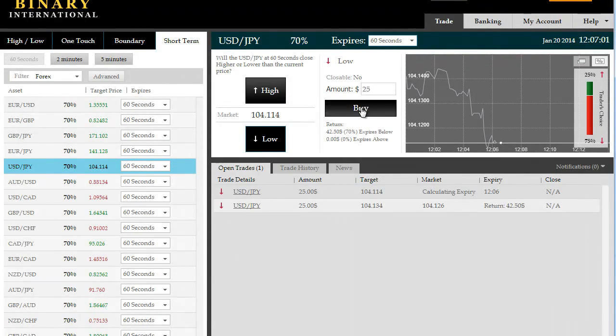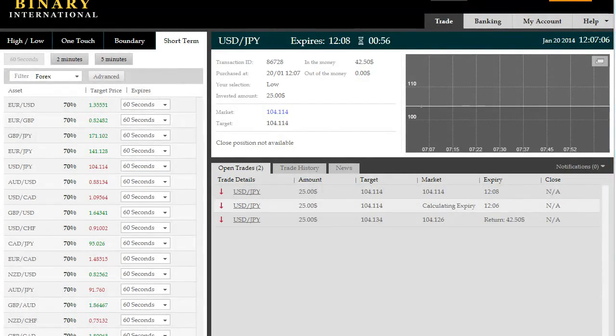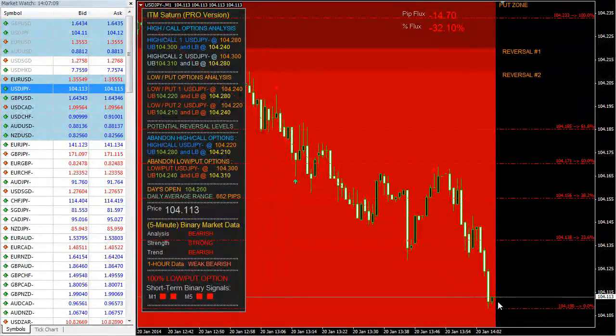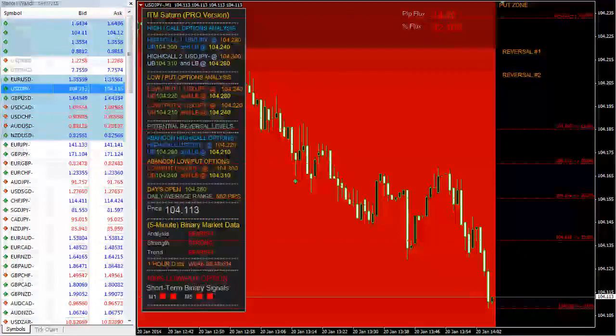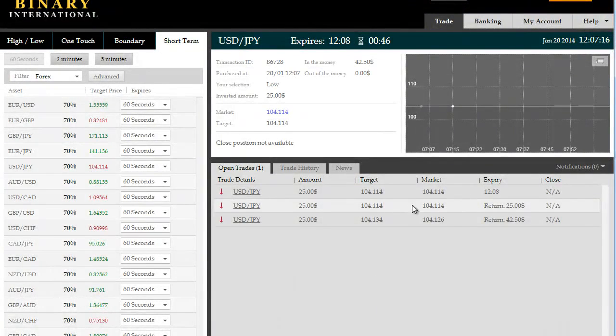Given the probabilities, it looks like we're going to be expiring on the flat line, means we haven't done anything. So $25 again, we're going to go short again on this pair. Utilizing Saturn Pro's probability of 100% M1 and M5, and see where this takes us. We have weak bearish 1 hour momentum, strong bearish momentum on the shorter time frames of M1 and M5, so our likelihood of expiry is going to be in the money again here.